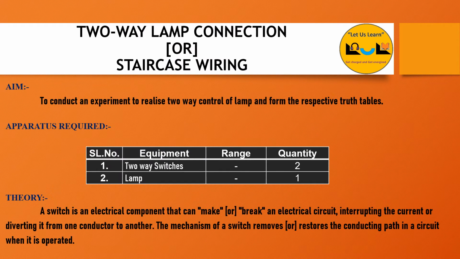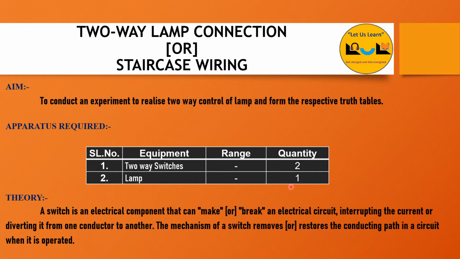So here the aim of this experiment is to conduct an experiment to realize two-way control of lamp and form a respective truth table. So this is the aim of this experiment. Then apparatus required: it needs two-way switches, the quantity is 2, and one lamp, the quantity is 1.